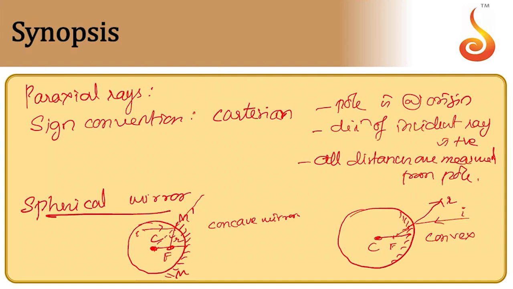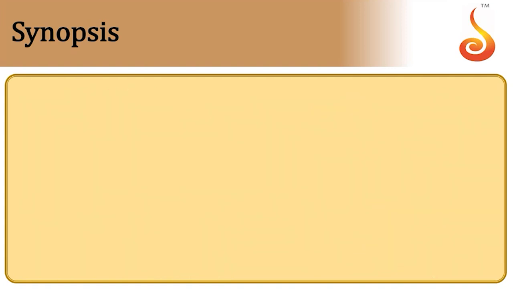And remember, for a concave mirror, the radius of curvature and the focus, or say focal length, are taken with negative sign, and for a convex mirror, R and F are taken with positive sign.